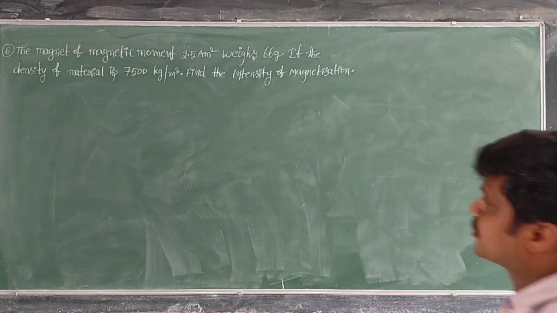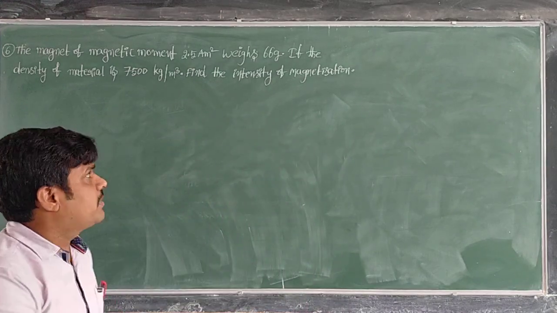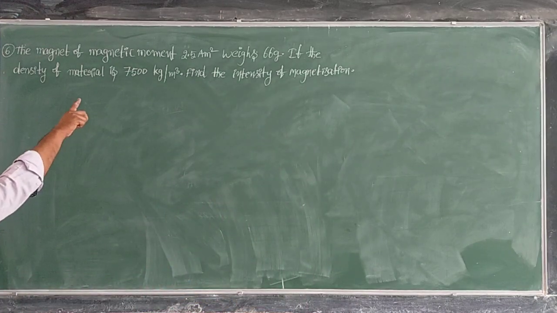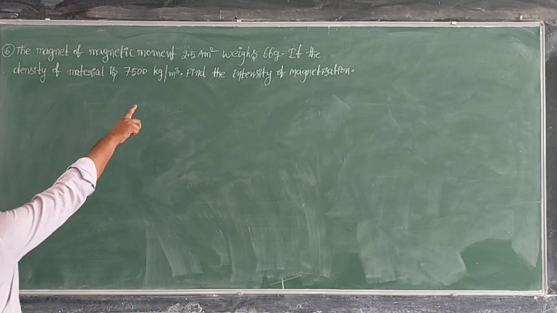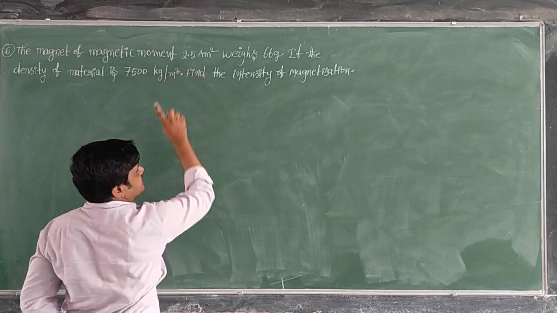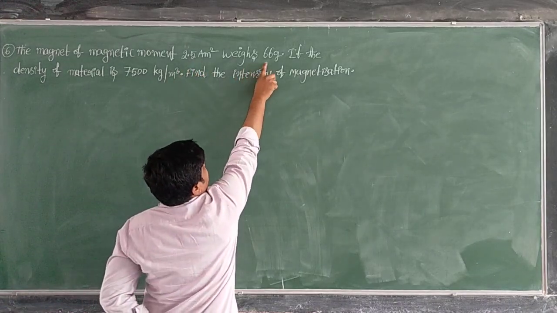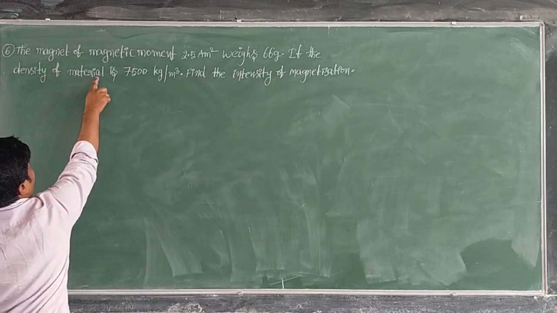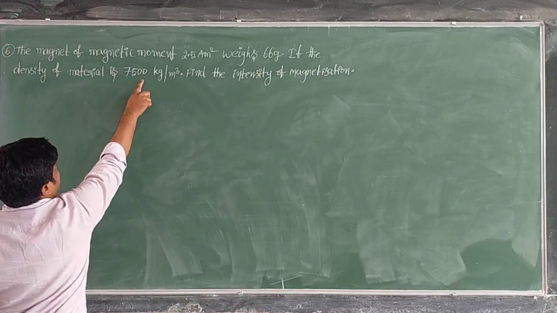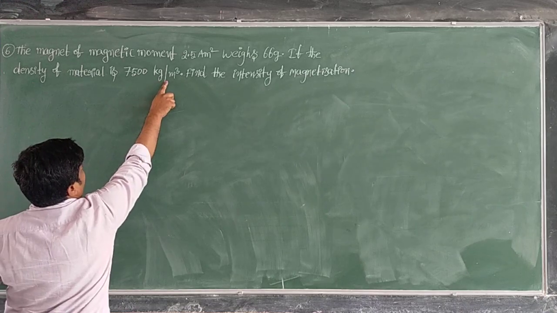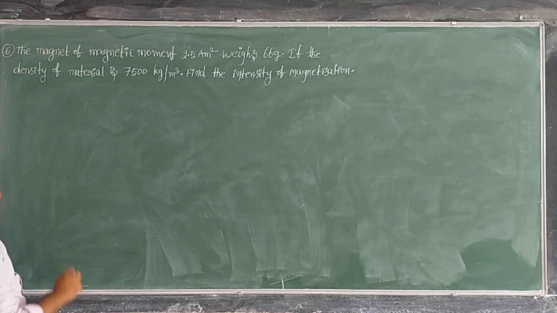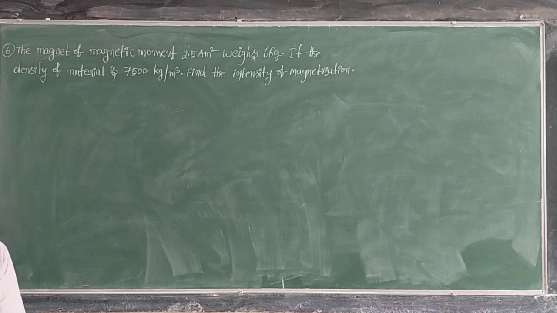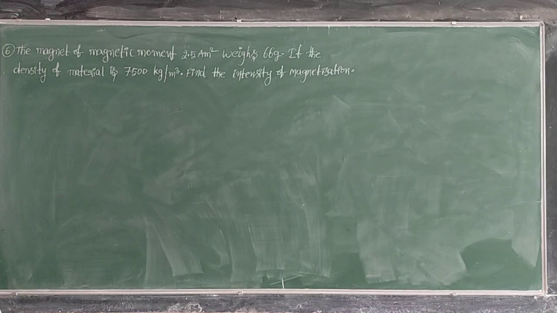Right. Next, problem number 6. Look at the problem. A magnet of magnetic moment 2.5 ampere meter square weighs 66 grams. If the density of the magnet material is 7500 kg per meter cube, find the intensity of magnetization.